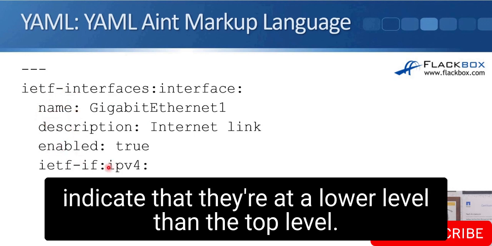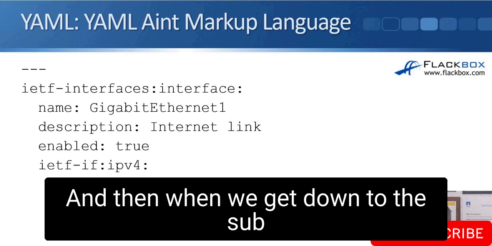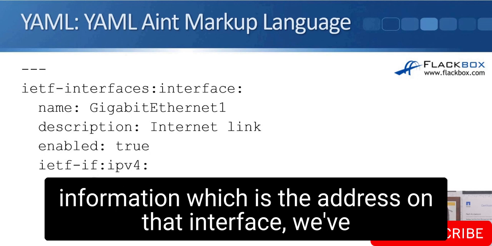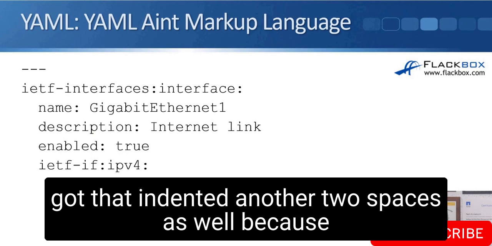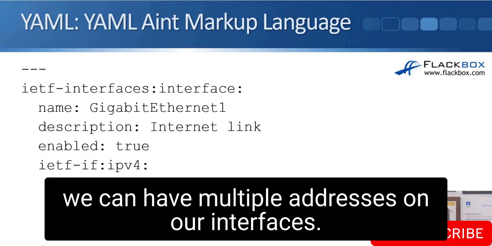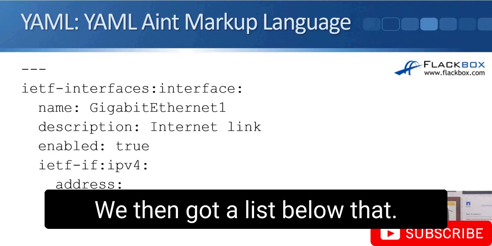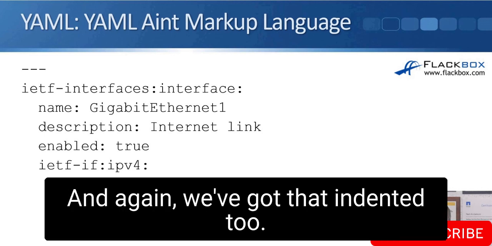And then when we get down to the sub information, which is the address on that interface, we've got that indented another 2 spaces as well. Because we can have multiple addresses on our interfaces, we've then got a list below that. And again, we've got that indented too.